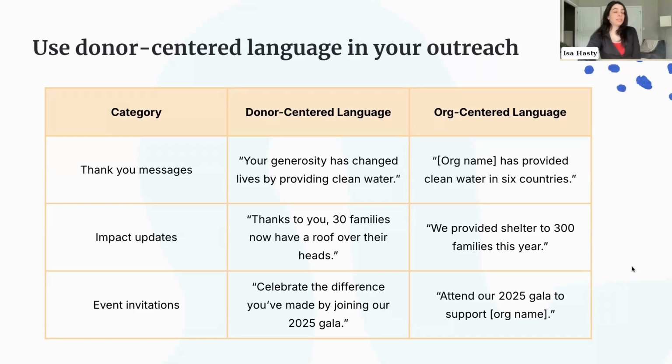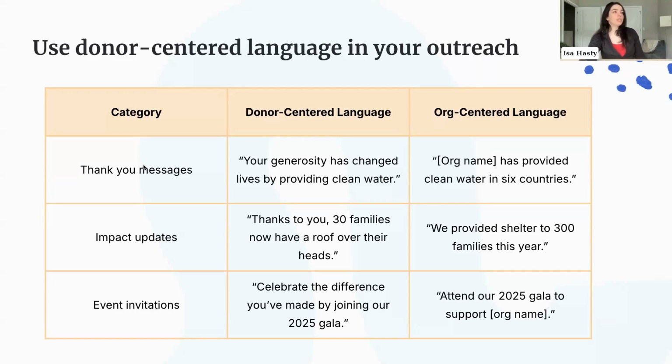So I think sometimes it could be tempting to lead with "our organization did this," or "we've raised this much money," and you want to try to take those phrases and translate them into something that is donor-centric. This is a pretty easy thing to do if you're just conscious of it and making sure you're being intentional. But just some examples here.